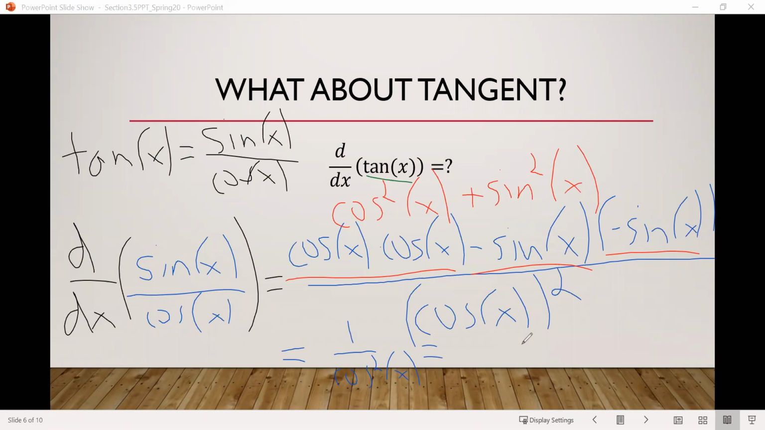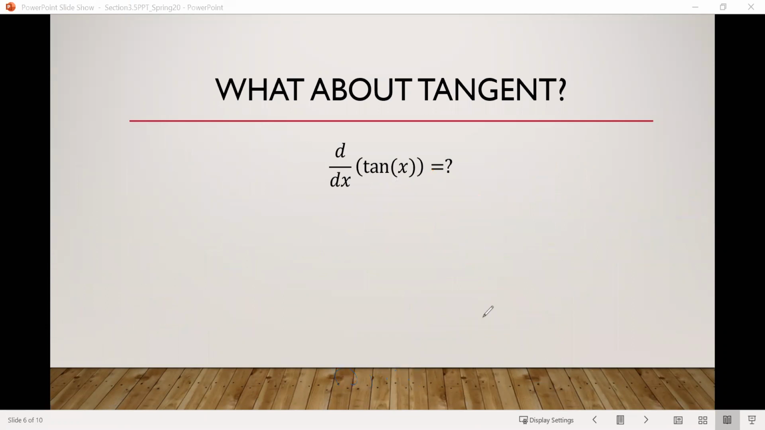Remember, 1 over cosine is equal to secant. And so because we have 1 over cosine squared, we have a secant squared of x as our derivative here. Okay? All right, so the punchline of all of this, I'll just delete that out. Your takeaway is the derivative of tangent is secant squared of x.